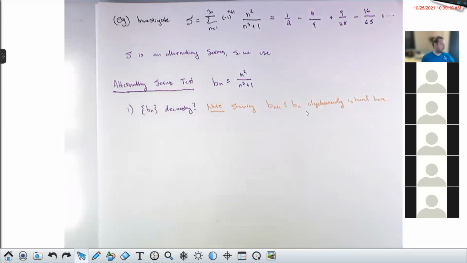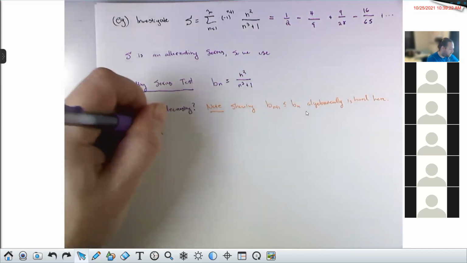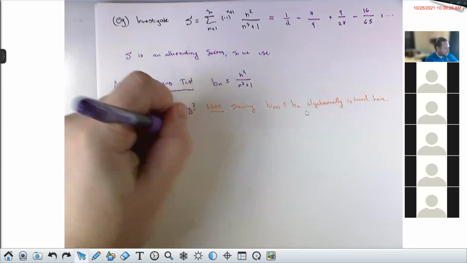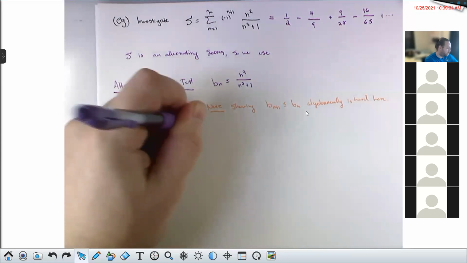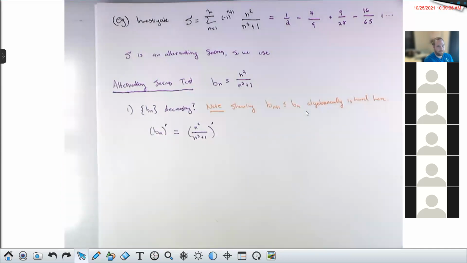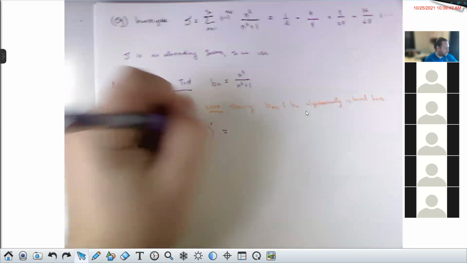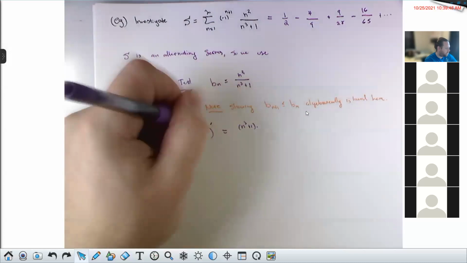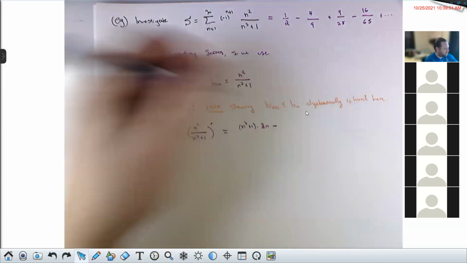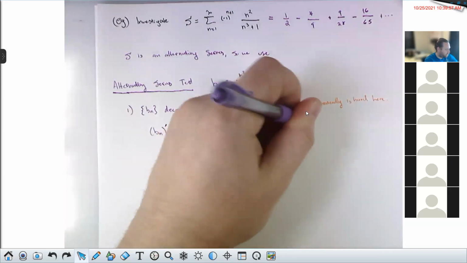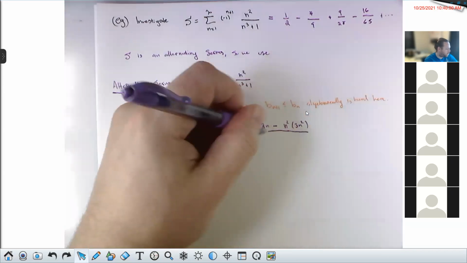Better to use the derivative. So let's look at the derivative of my Bn's. This will be a quotient rule derivative. It's still a bit of work, but I promise you it's easier than trying to prove that inequality. Remember what your quotient rule says: bottom times the derivative of the top. So that's n cubed plus 1 times 2n, minus the top, which is n squared times the derivative of the bottom, which is 3n squared, all over the square of the bottom.